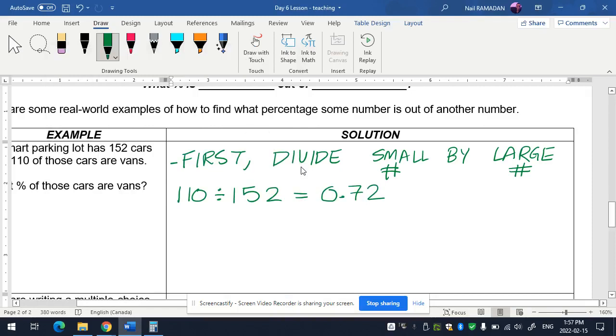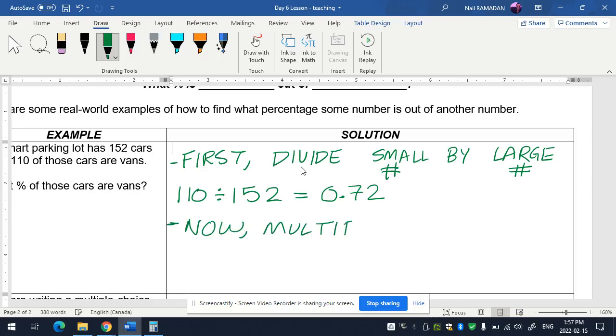Is this a percentage or a decimal? How are you going to go the opposite way? Before, we used to divide the percentage by 100 to get a decimal. Now I'm going to do the opposite, and the opposite of dividing is multiplication. So now, multiply by 100.